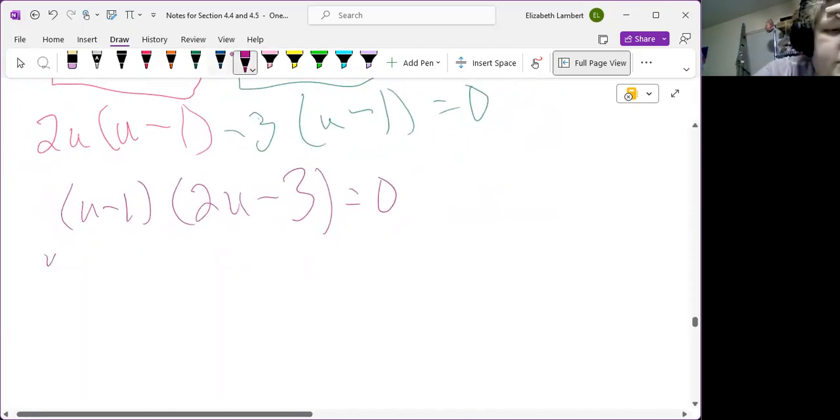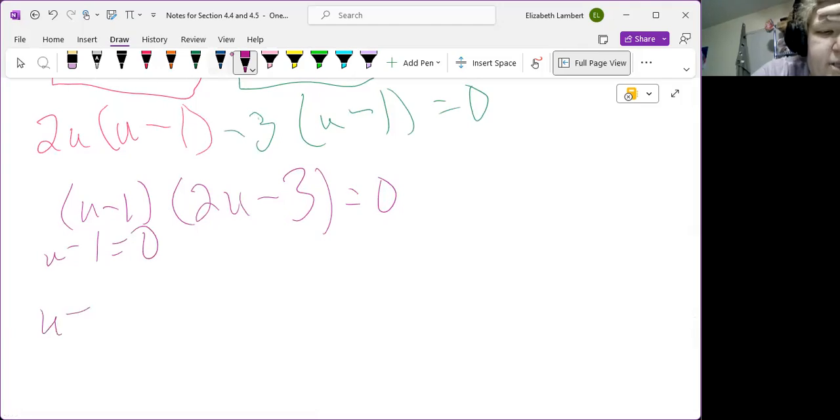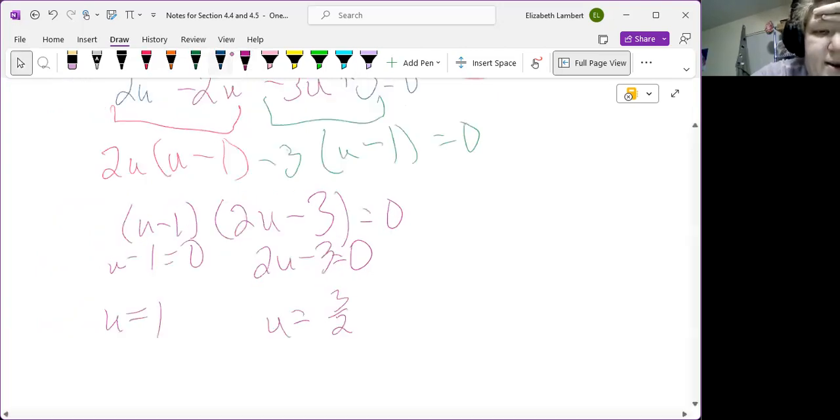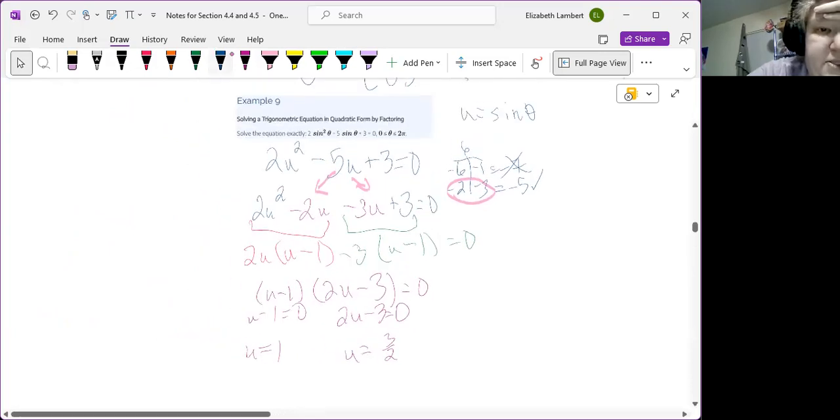Just like we do with a normal quadratic, we're going to set each of those equal to 0. So u minus 1 equals 0. 1u is 1. 2u minus 3 equals 0. Add the 3, divide by 2. 1u is 3 halves. All right. So I have two answers.